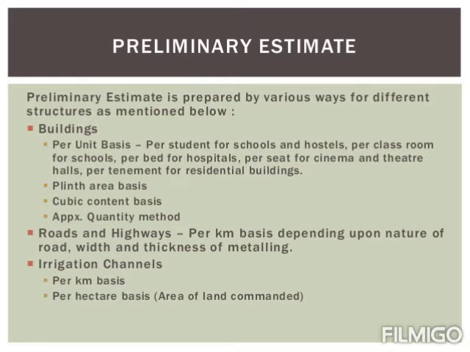In case of roads and highways, this is based on per kilometer basis depending upon nature of road, width and thickness of metaling. In case of irrigation channels, it is based on per kilometer basis and on per hectare basis.